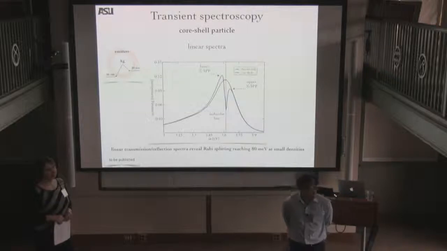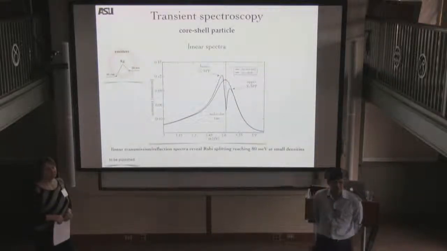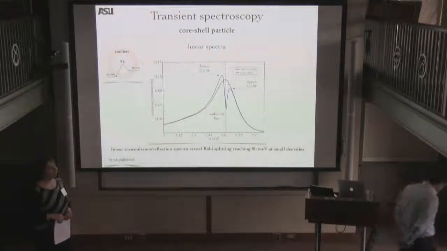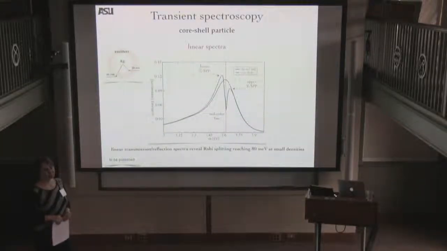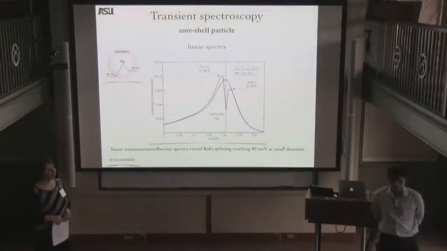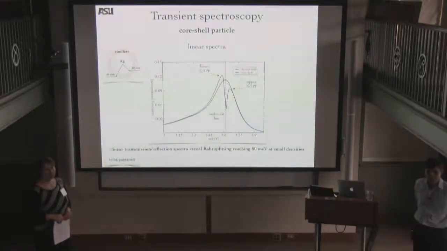What would be the continuum? It's just a broad continuum. So, as you can see, the red line, just silver, has a very broad spectrum, and then there is a very sharp feature. So it's kind of Fano, but a generalized Fano.